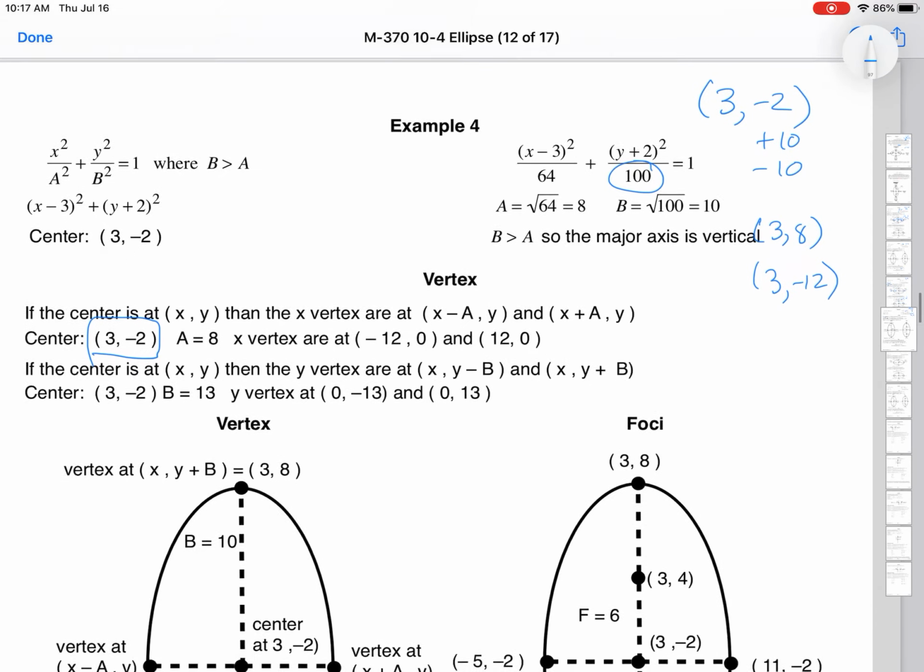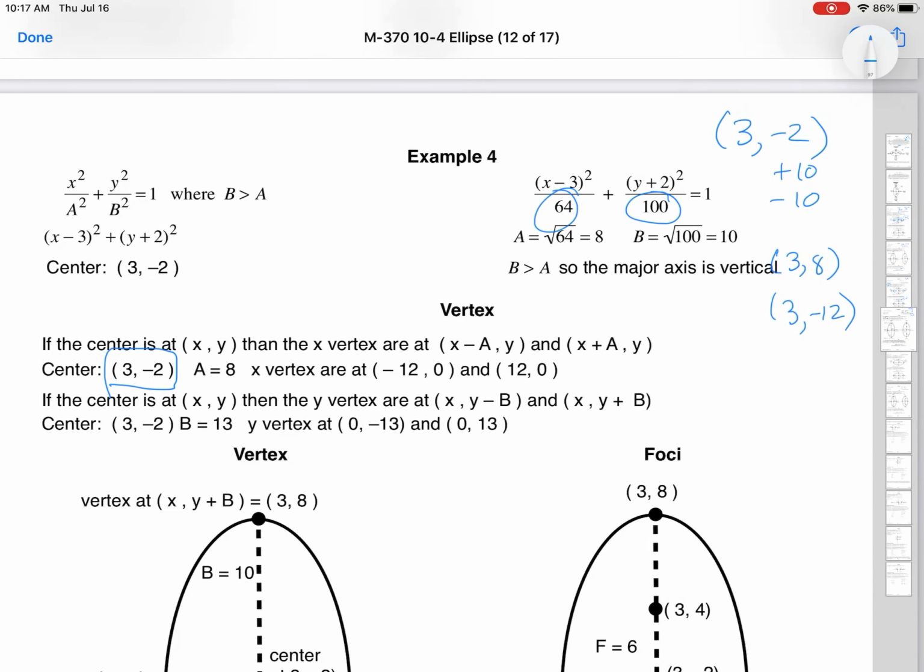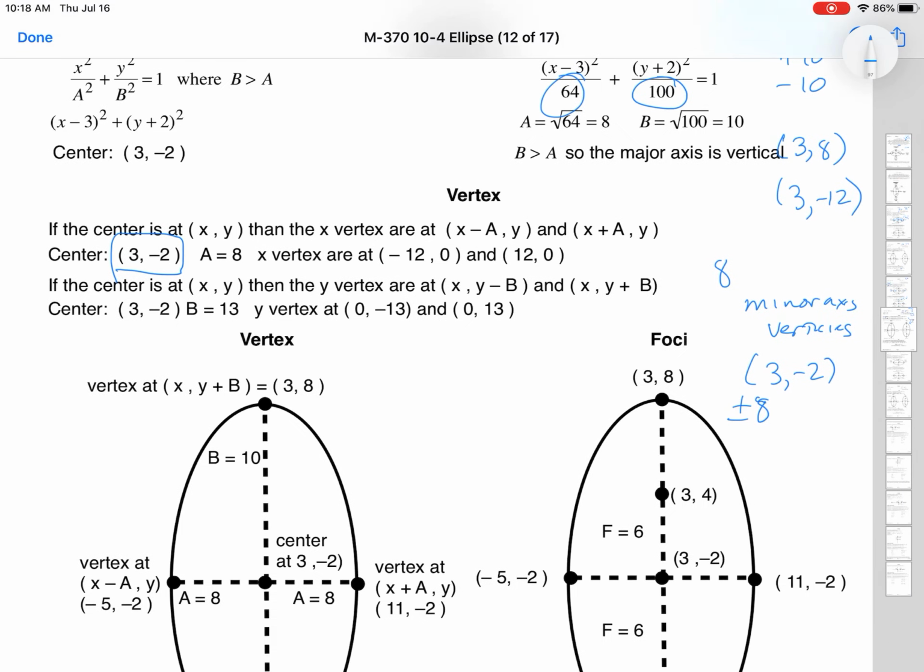We got to go get, well, we could get the other one. Here's 64, square root of 64 is 8. So you're going to get your minor axis vertices by taking the 3, negative 2, and adding and subtracting 8 from the 3. So 8 plus 3 is 11, so 11, negative 2 is a point on the ellipse. And if I subtract 8, I get a negative 5, negative 2, right? Still at that same center line.